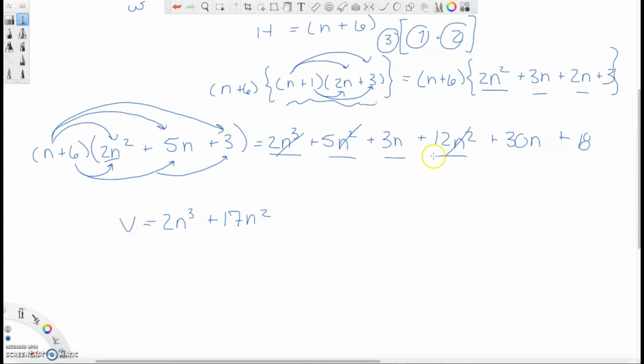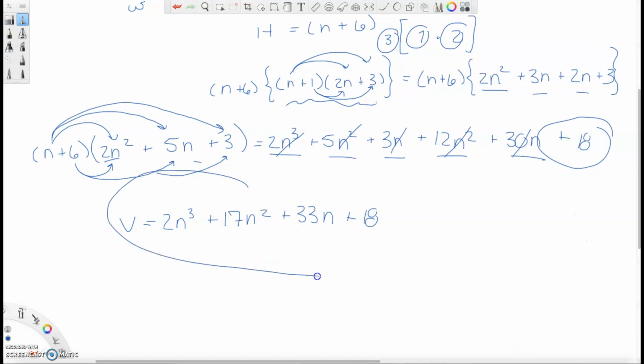I checked the only available last one. Does 3n match with 30n? It does, so I can do that. Does it match with 18? No. So 3n plus 30n, again, I'm adding 3 plus 30. This is going to give me plus 33n. Okay, cross them off. What are we left with? We're left with just the 18. Tack that on at the end here, and that is your volume of that rectangular prism.